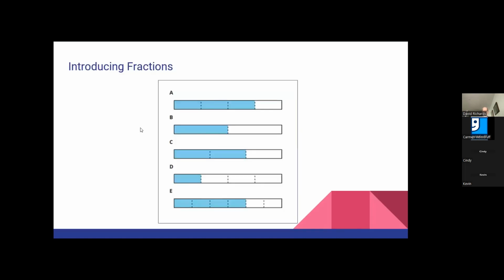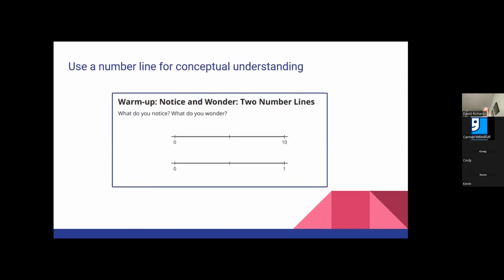But if you go back to here when we started, your students may not have been able to identify equivalent fractions until they saw this, or until they worked with a number line where they realized, oh, this is half, but it's also half if I show it this way, and that there are numbers less than 1.